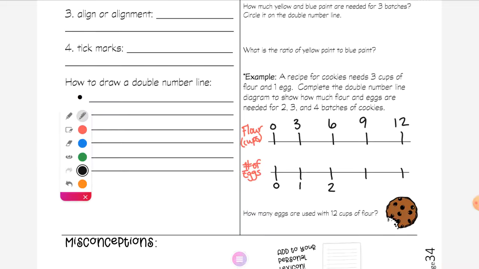On bottom, what am I counting by? 1. So 1, 2, 3, 4. So every 3 cups of flour, so I'd put in 3 cups of flour, 1 egg. 3 more cups of flour, another egg. 3 more cups of flour, another egg.